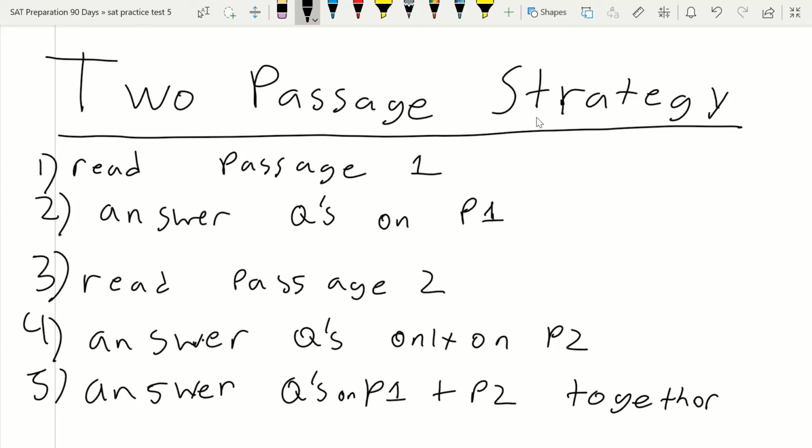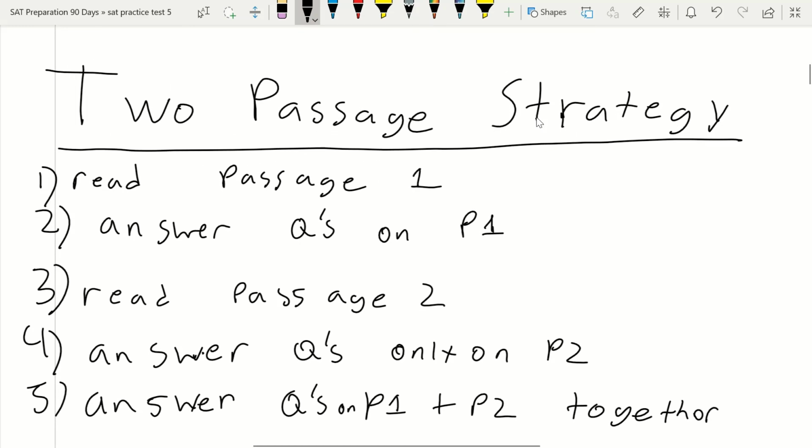So by reading passage 1 and answering the questions on passage 1 first before reading passage 2, it's going to prevent you from confusing the two and getting an answer wrong. Next, I'm going to read passage 2 and answer the questions that are only on passage 2. Once again, I'm making sure I'm not confusing the information between the two by using this strategy. And then finally, I'm answering the questions that deal with them together. By doing that, it's going to help me not bring information from passage 2 into a question that only deals with passage 1. So that's my recommendation for questions that involve two different passages at once.